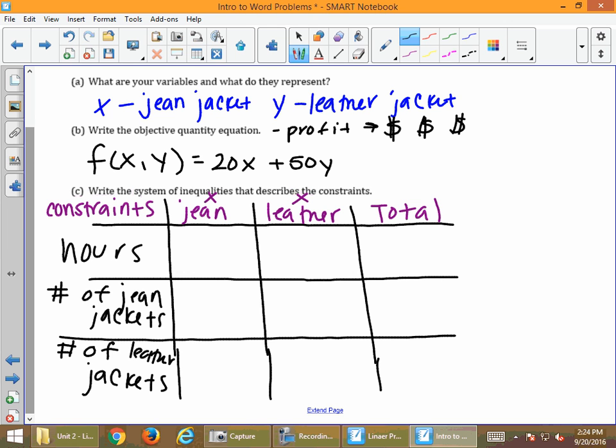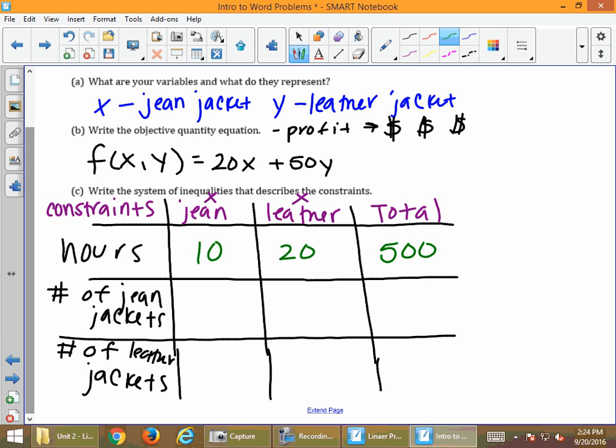Okay? So we go through filling our table. How many hours do we have for a jean jacket? Look back at the word problem. 10. How many hours for a leather jacket? 20. And how many total hours do we get? 500. Okay?